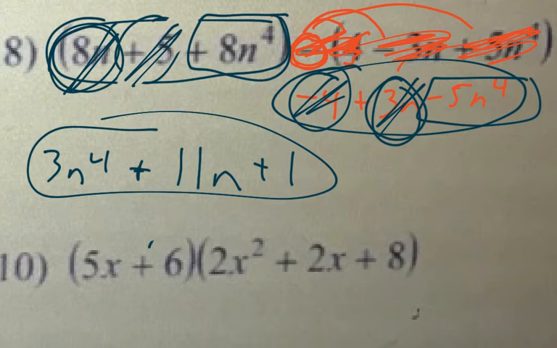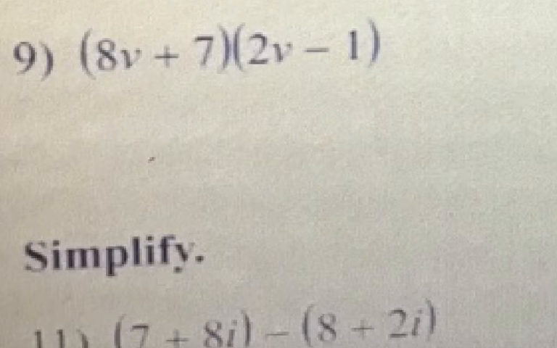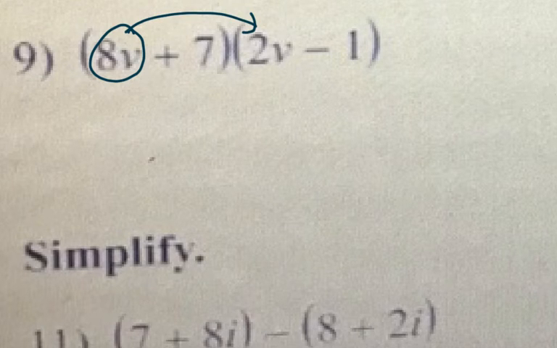All right, let's move on to number 9. Now, notice on this one, there is no plus or minus there. You should recognize that this is just a straight up multiply problem. Now, when we multiply, we have to distribute. So what does that mean? That means everything in the left parentheses times everything in the right parentheses.